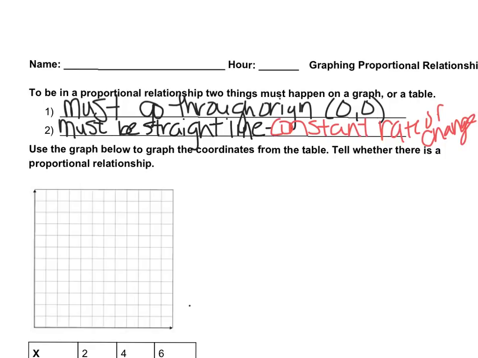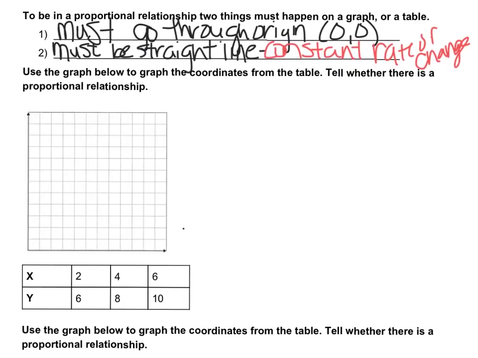Okay, so we're going to look at those graphs below. We're going to graph the coordinates from the table. Okay, so we can go 2, 6. So that would look like this, 2, 6. On the x-axis, which is right here, we're going to go over 2. And on the y-axis, which is right here, we're going to go up 6. So over 2, up 1, 2, 3, 4, 5, 6. There we go.